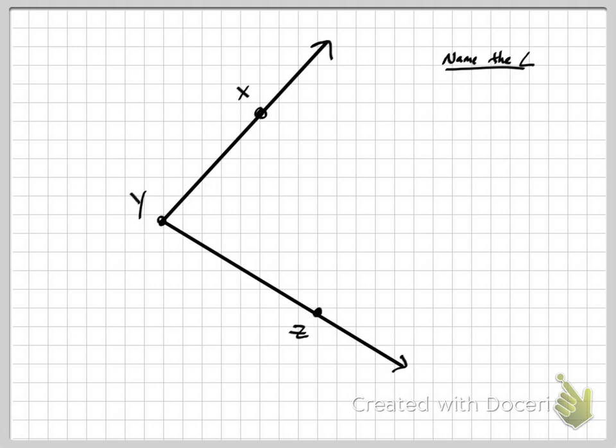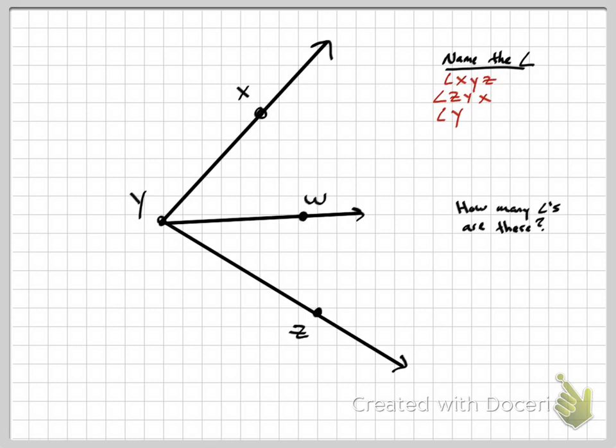So one way I can name this angle is angle XYZ. So that's the symbol for angle right there, by the way, in front of that X. So I can go to X, go to Y, go out to Z. Another way I can name this angle is angle ZYX. Even though I'm switching the order, it's still the same angle. And because there's only one angle present, I could also name this angle Y, because there'd be no confusion if I said angle Y, because there's only one angle within the diagram. But if I throw in another ray, the number of angles now changes.